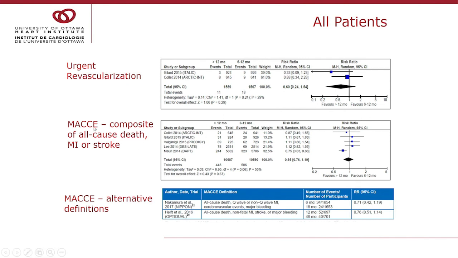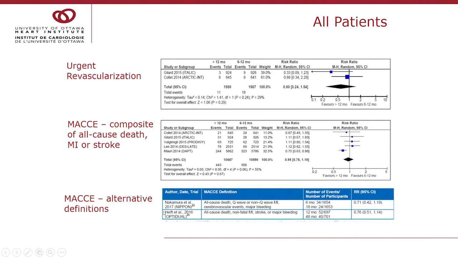And then MACE. MACE came in different forms and formulations. The most common formulation was MACE as a composite of all-cause death, MI or stroke. And we can see that we actually had 5 studies that did that. It's interesting that the large DAPT study was sitting on the left-hand side, indicating a significant reduction in this particular definition of MACE if you were on extended versus short DAPT. But you'll notice that several studies afterwards, in 2015 and 14, all were sitting on the right-hand side, not indicating a significant increase, but certainly favoring short-term DAP as it relates to MACE. But the bottom line is there's no difference between the two.